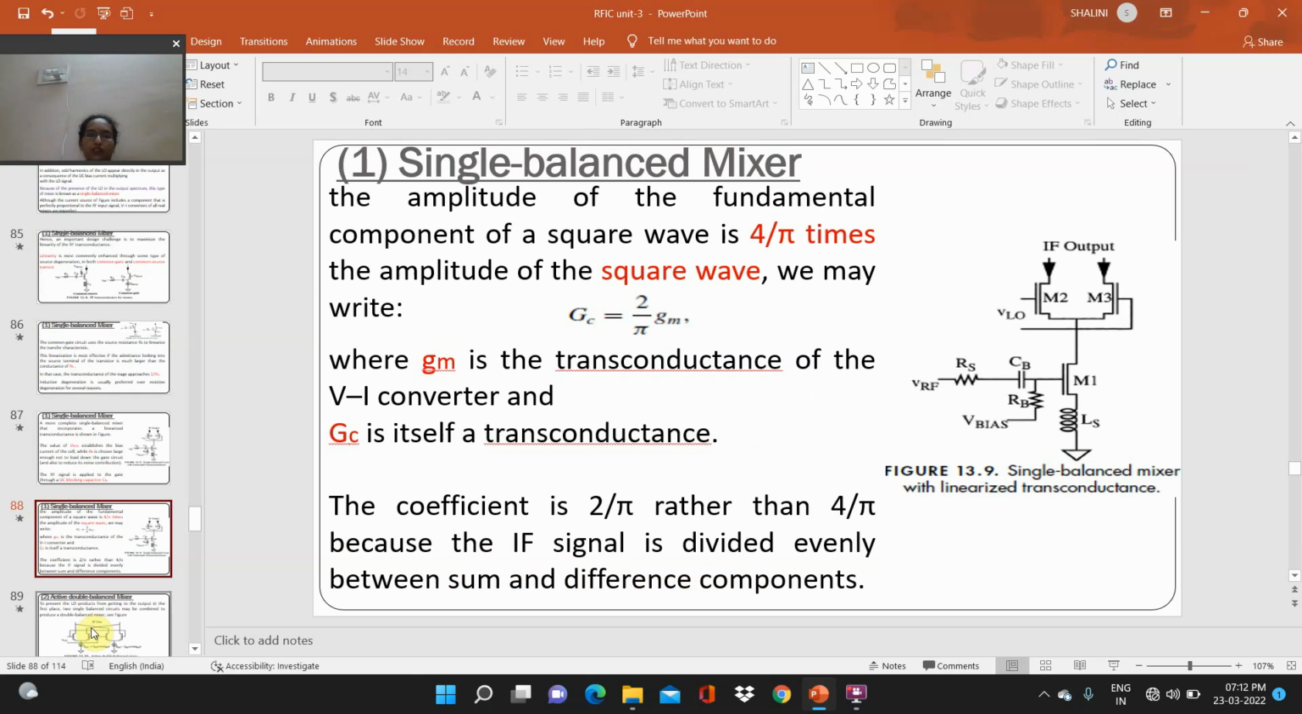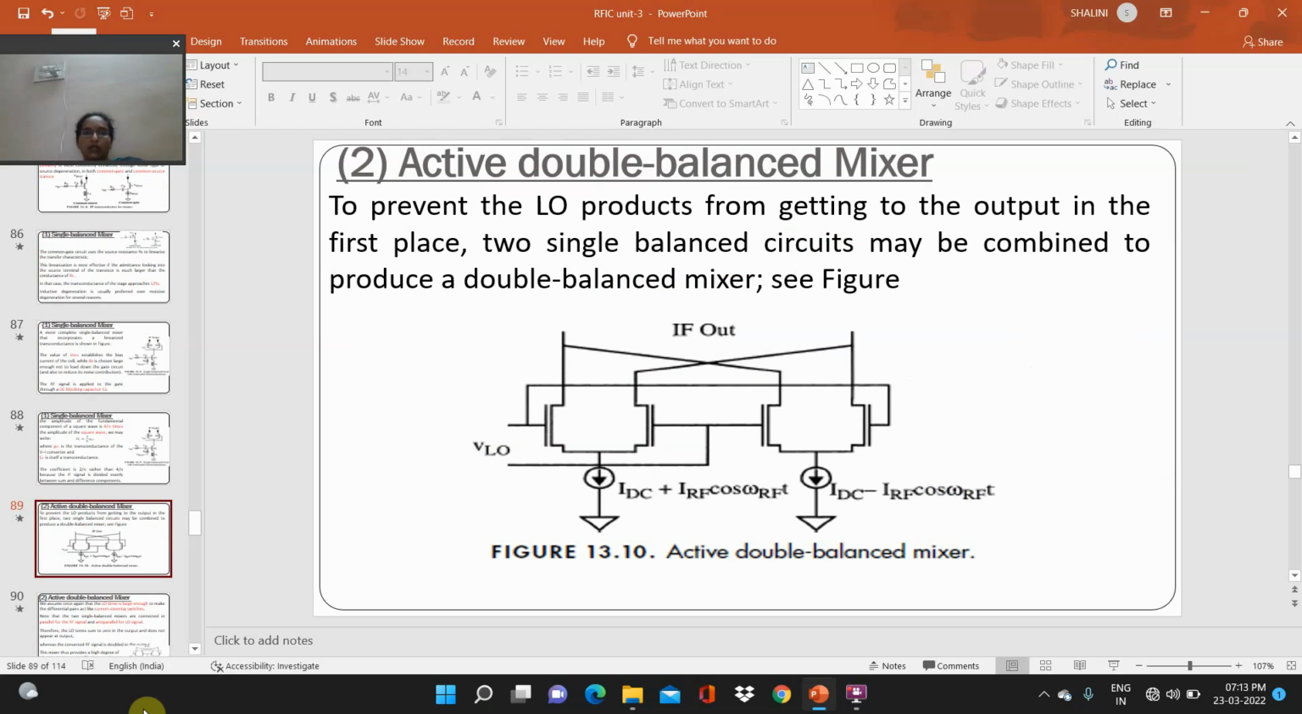Next, the amplitude of the fundamental component of a square wave is 4 by pi times the amplitude of the square wave. We may write Gc is equal to 2 by pi into Gm, where Gm is the transconductance of the V2I converter and Gc is itself a transconductance. The coefficient is 2 by pi rather than 4 by pi because the IF signal is divided evenly between sum and difference components. Next, active double balanced mixer.